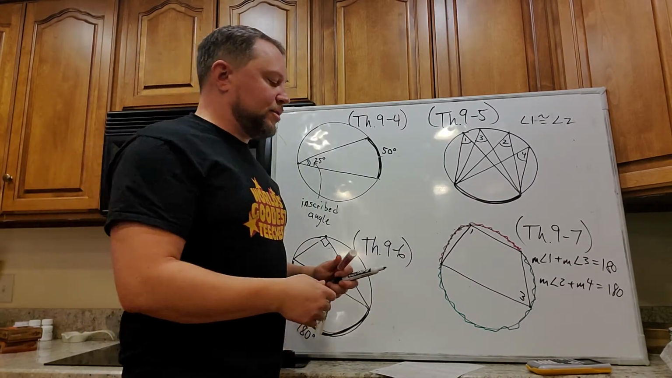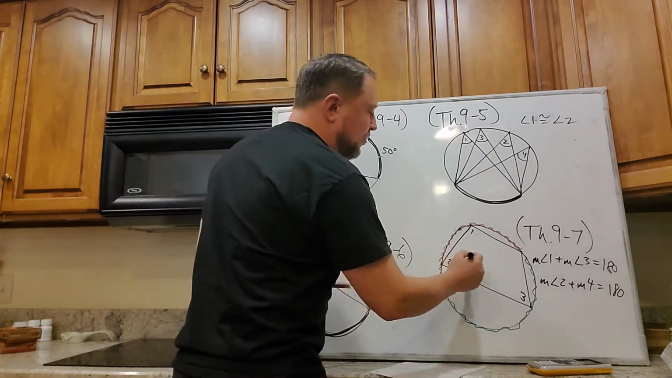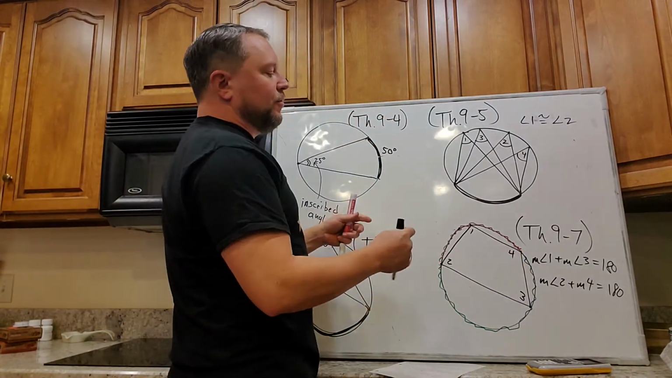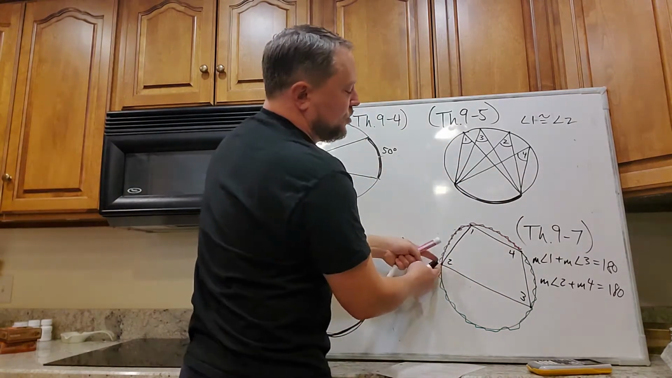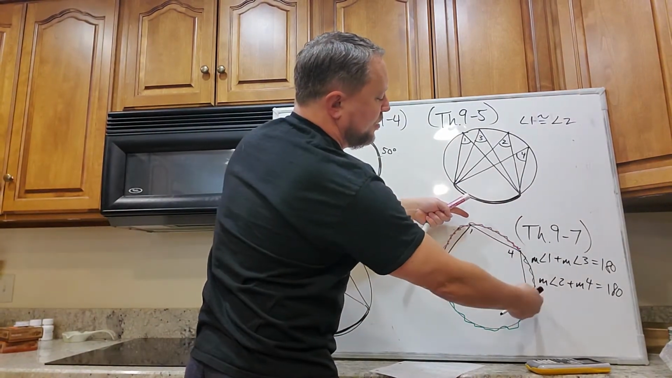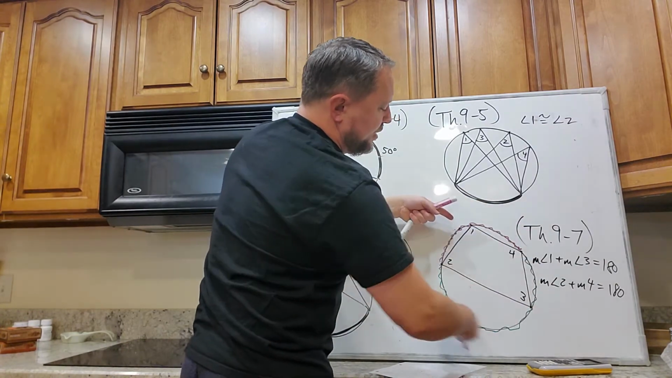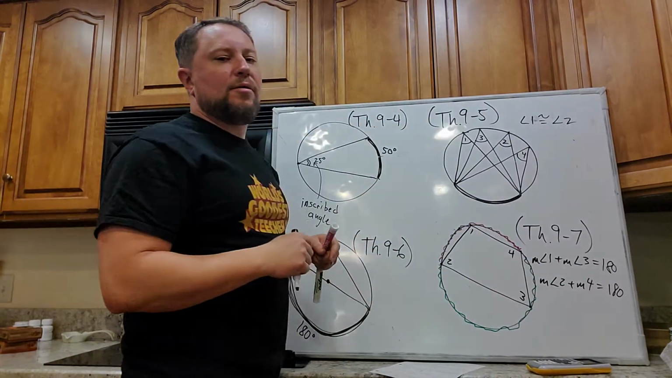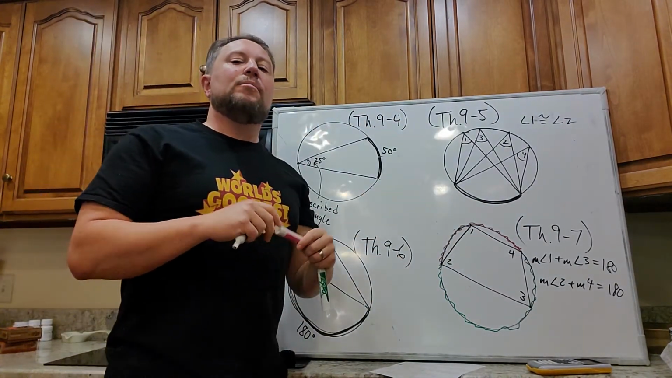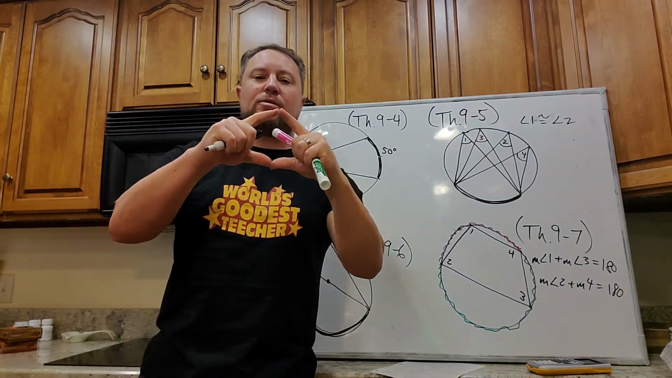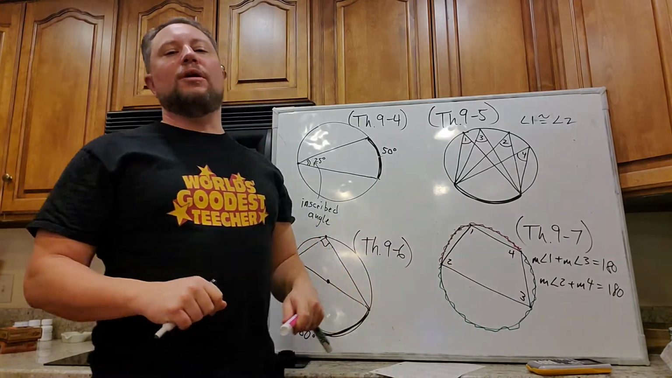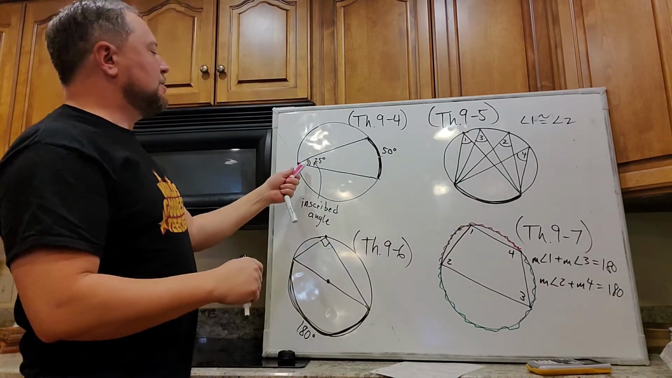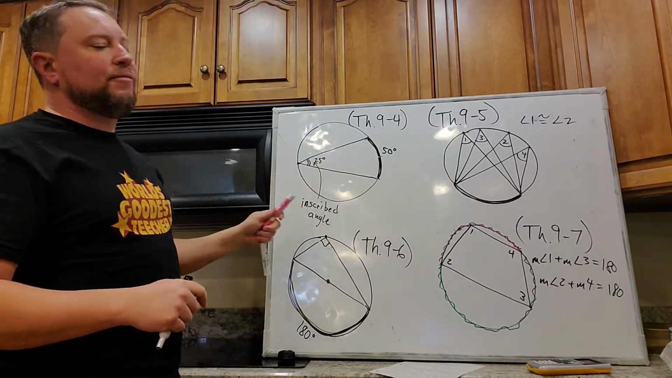And then you could do the same exact reasoning for 2 and 4. The only difference, of course, would be my yellow and green would shift around a little bit. 2 would come out and hit that arc. 4 comes out and hits the other part of the circle, the rest of the circle. But again, the 2 arcs come together and make a circle. So if the arcs add up to 360, the angles are only going to add up to half of that, because inscribed angles are only half of their arcs.